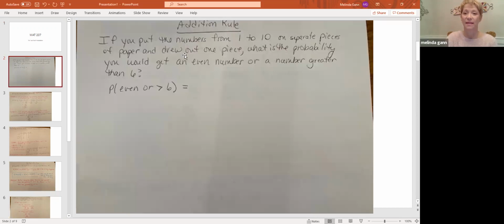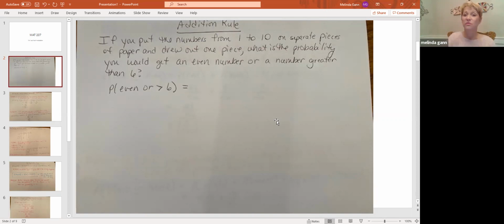All right, it'd be a problem like this. What if I took the numbers from 1 to 10 and I wrote them on separate pieces of paper? So I put the number 1 on a piece of paper and I folded it up. I put the number 2 on a piece of paper and I folded it up. So I've got 10 pieces of paper with one number on each, folded up, and I stuck them in a bag. All right, and I'm going to shake them up. So you're going to reach in and pull one thing out. And you win if you have an even number or if you have a number bigger than 6.